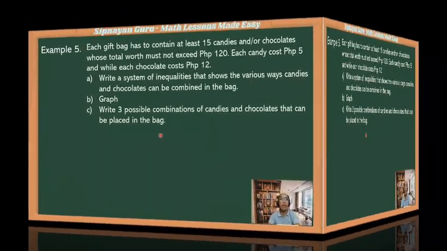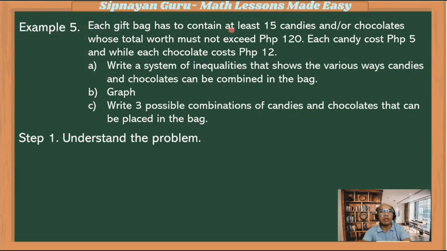Example number 5. Each gift bag has to contain at least 15 candies and/or chocolates, whose total worth must not exceed 180 pesos. Each candy costs 5 pesos, while each chocolate costs 12 pesos. Write a system of inequalities that shows the various ways candies and chocolates can be combined in the bag. We will graph and try to find 3 possible combinations of the number of candies and chocolates in the bag.